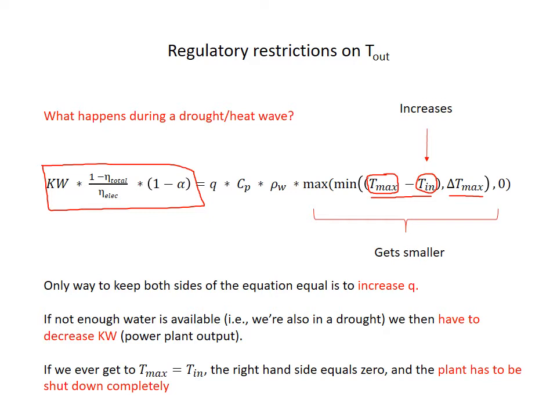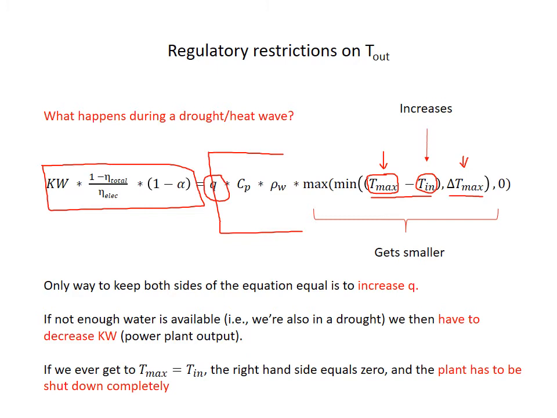Right? Because there's less water in a river or lake, and it's usually summertime. And so as Tn gets bigger, then this whole value here on this side gets smaller, right? This potentially gets smaller, but also you're getting closer and closer to this number. And so the only thing you can do to keep this whole right side of the equation equal to the whole left side of the equation is to increase the value here, the amount of water that you're withdrawing.